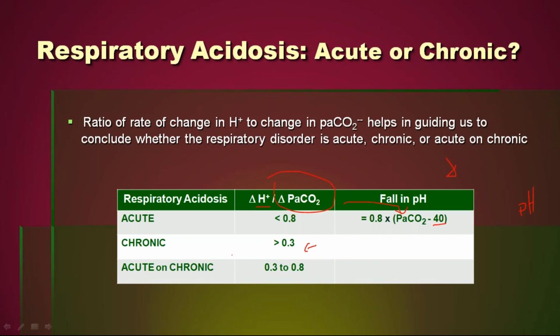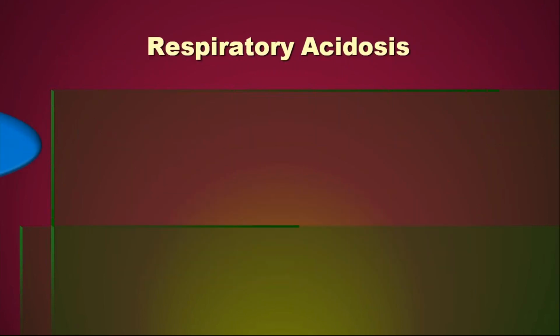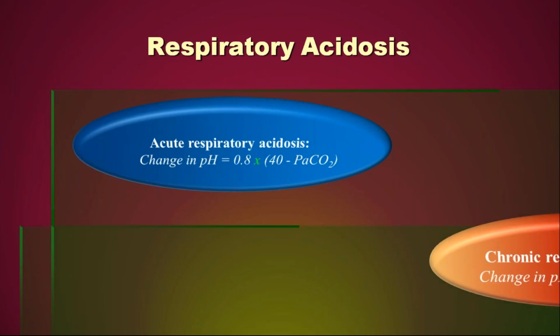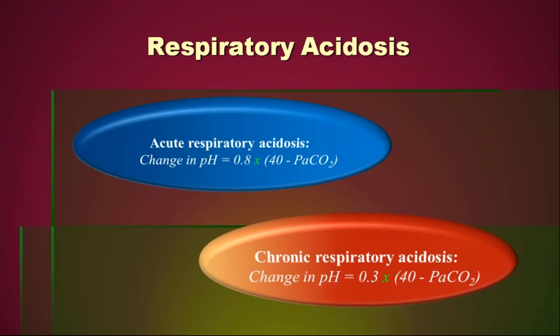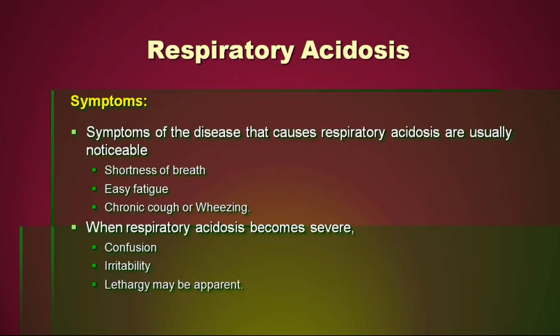If it is in between, it is between acute and chronic. Between these two figures, you can call it acute on chronic. This is how you have to see whether it is acute respiratory acidosis or chronic. So these are the changes I have been telling you, just multiplication of the ratios for how you calculate it.